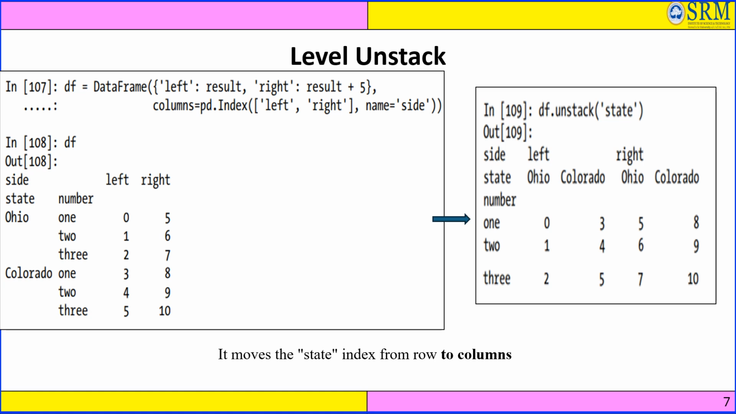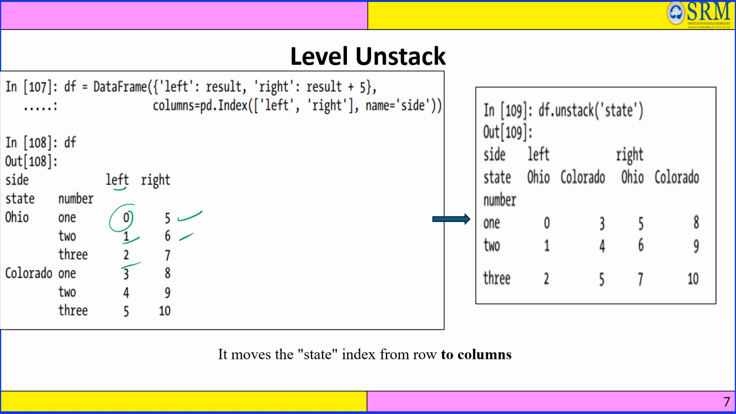So here you have one column left, so left is the result, and then right is result plus 5. For example, if you take result as 0 means right will be 5. If you take 1 means it is 6, 2 means 7. So likewise we can frame the data, and the columns are pd dot index.